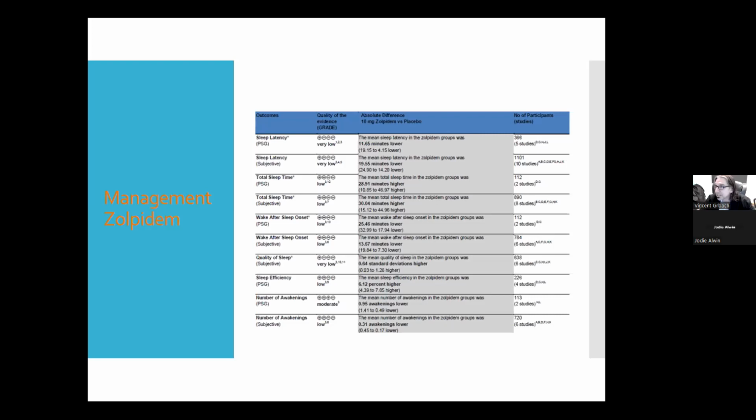For instance, the mean sleep latency on a sleep study for patients taking zolpidem 10 milligrams versus a placebo was only 11.65 minutes. All right, so that's not that fast, but you can see that there are pretty meager improvements with zolpidem compared to placebo in all of these studies.